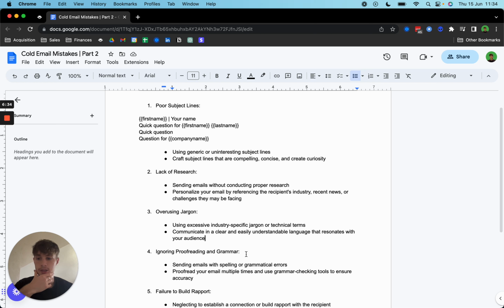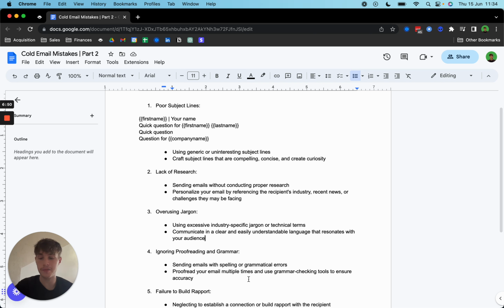And yeah, you can use the Chrome extension Grammarly to make sure that it's all okay as well. It should make it really easy. Grammarly just solves 99% of problems here. So proofread your email multiple times and use grammar checking tools to ensure accuracy.